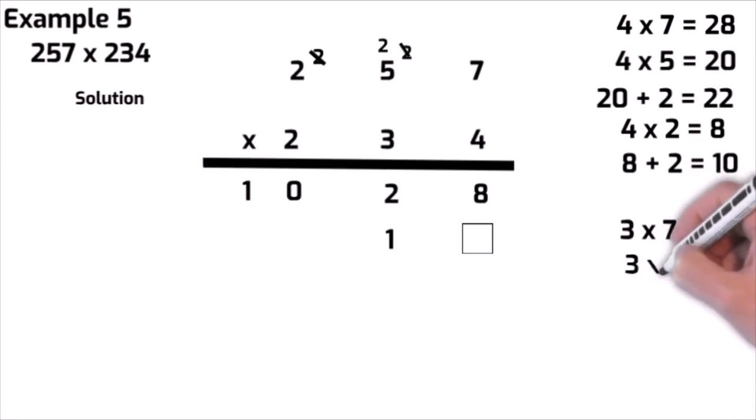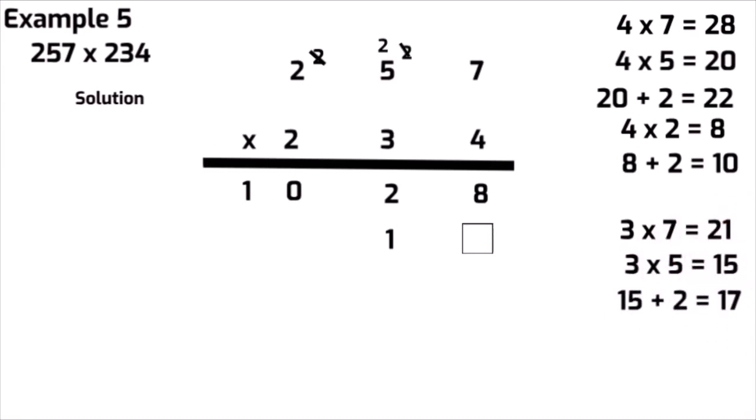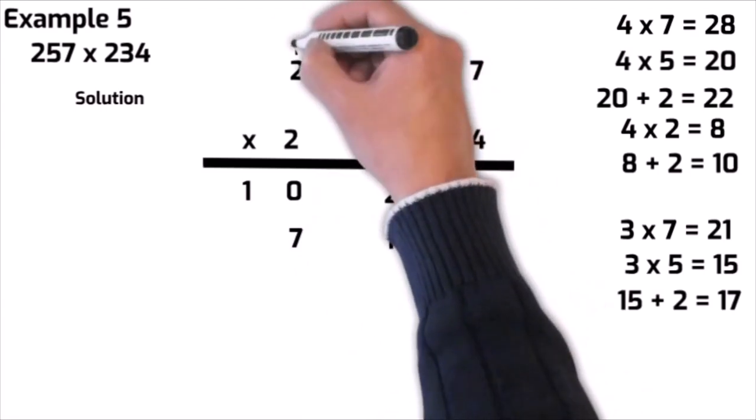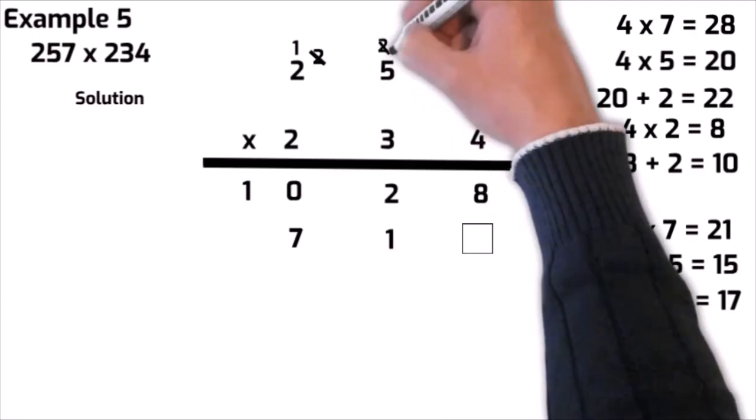After which we say 3 times 5. 3 times 5 is 15. Remember, we brought 2 over. So we say 15 plus 2. 15 plus 2 gives us 17. So we go down and write 7 and carry 1 to the left-hand side of our multiplier. And since we are done using 2, we go straight to cancel it.